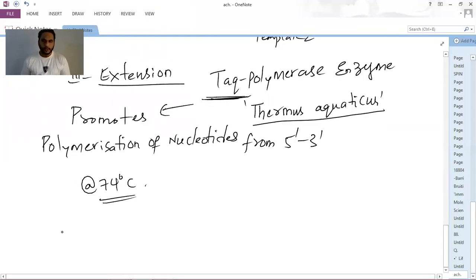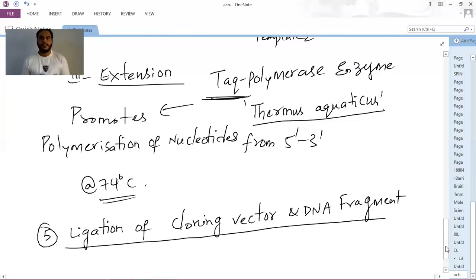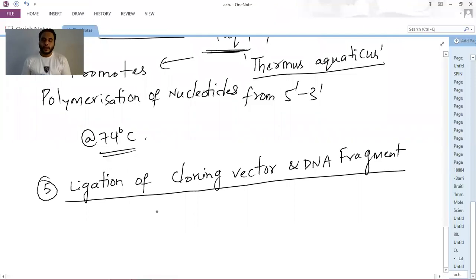Okay. Followed by the fifth step. So by that, PCR is completed. Now the fifth step, ligation of the cloning vector and DNA fragment. This leads to the formation of recombinant DNA.